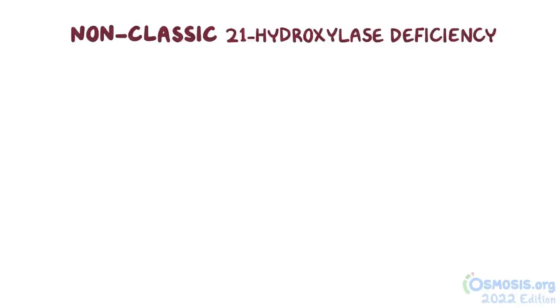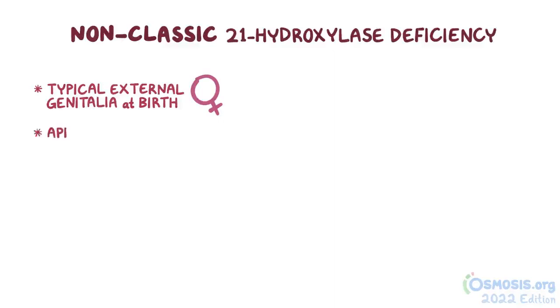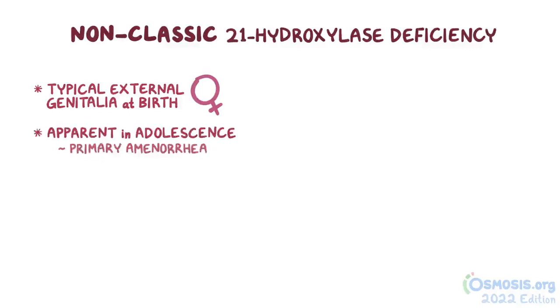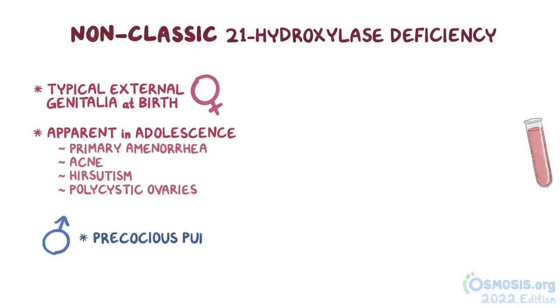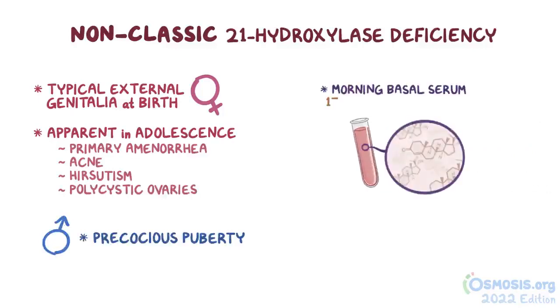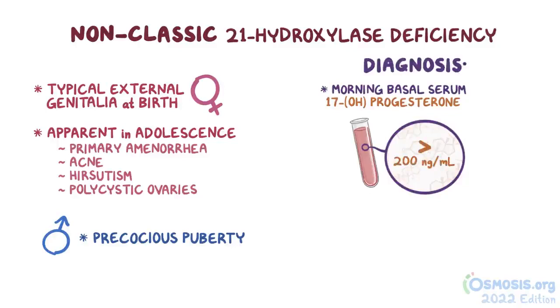Now, compared to classic 21-hydroxylase deficiency, non-classic 21-hydroxylase deficiency is milder. Affected females usually have typical female external genitalia at birth. The disease becomes apparent in adolescence when females develop primary amenorrhea, or no menstruation by the age of 15, acne, hirsutism, and polycystic ovaries on account of excess adrenal androgens. Affected males may present with precocious puberty. A morning basal serum 17-hydroxyprogesterone over 200 nanograms per milliliter strongly suggests the diagnosis of non-classic 21-hydroxylase deficiency, and it can be confirmed with an ACTH stimulation test.